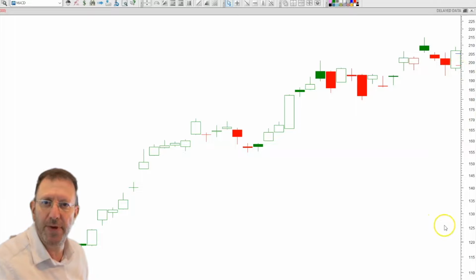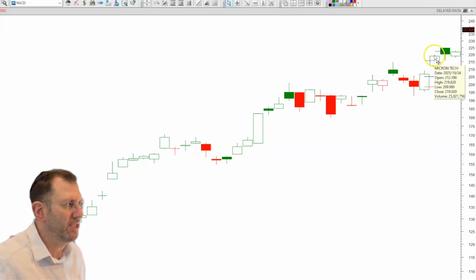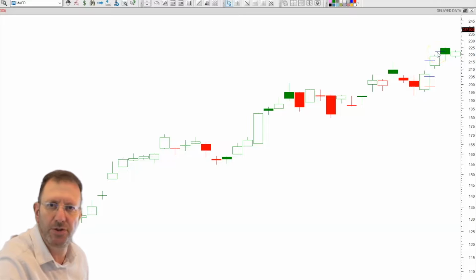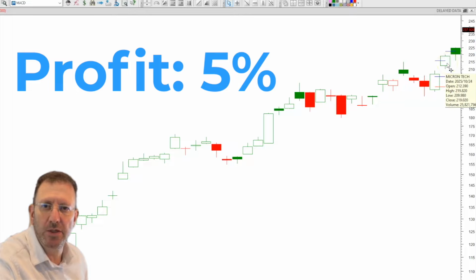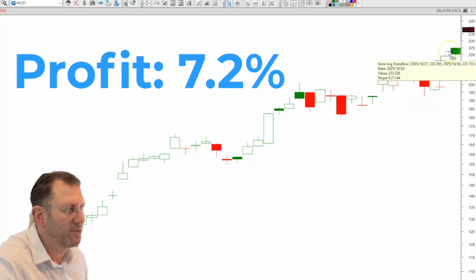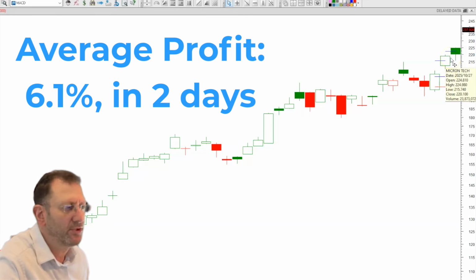Let's see how this trade panned out. So it hit the first target the next day at 215.70, and the second target at 220 was reached the day after that. The first target was 5% away, and the second target was 7.2% away. So the average profit was 6.1% in a 2-day trade.